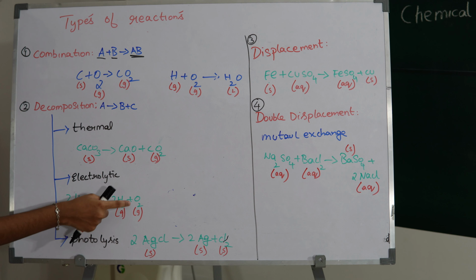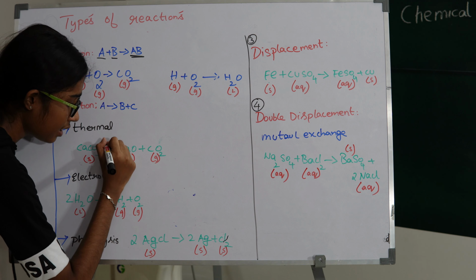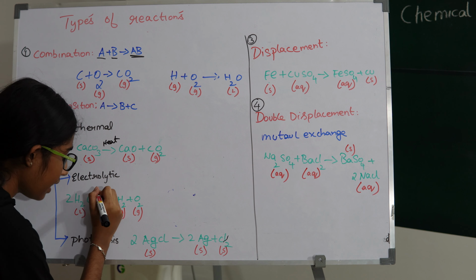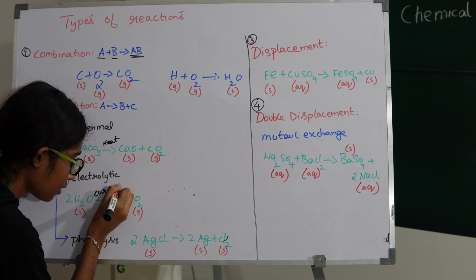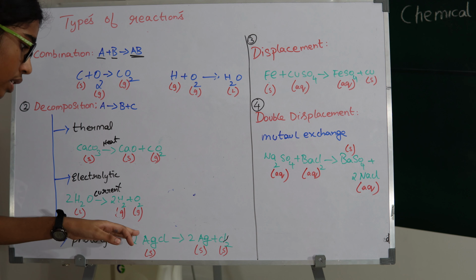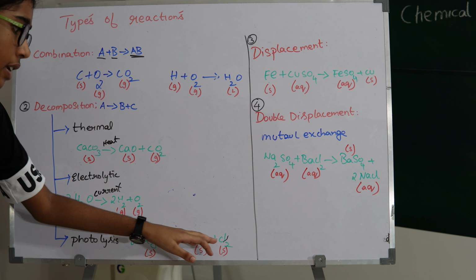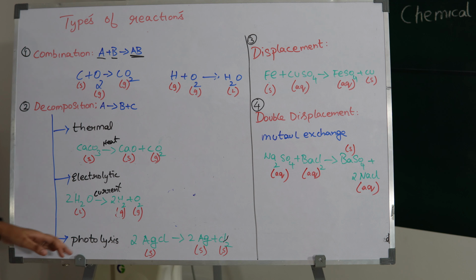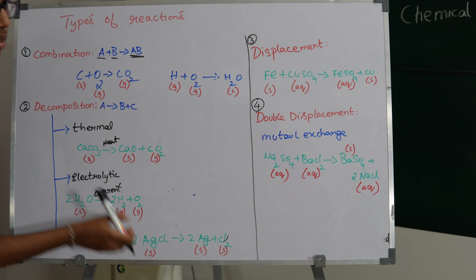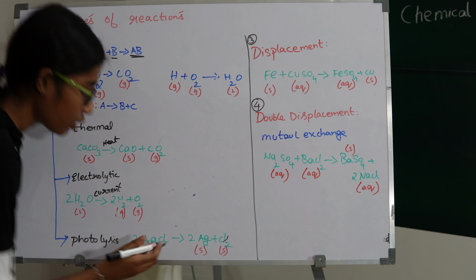Next is electrolytic. 2H2O gives 2H2 plus O2. This is by carrying out electricity. So the first is done by heat, and this is done by electricity or current. And over here, photolysis. 2AgCl, which is 2 silver chloride, gives 2 silver plus Cl2, chlorine. Photolysis means it is carried out by sunlight. This is usually used in black and white photography. So thermal is heating, electrolytic is current, and photolysis is sunlight.